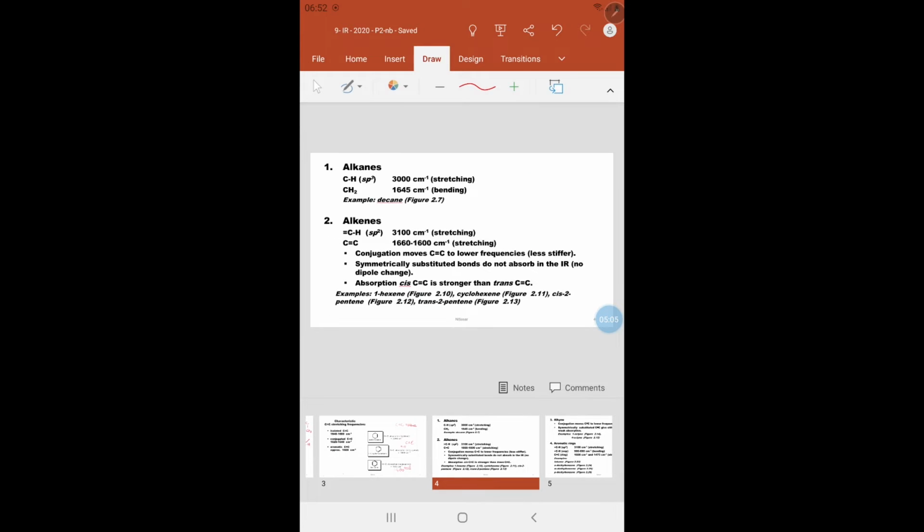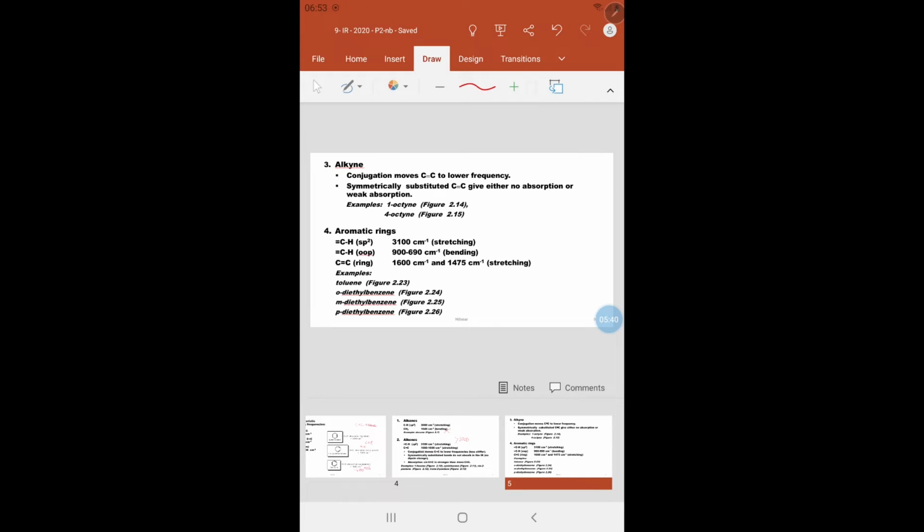Okay, so this is the list. When you have alkane, you must see CH sp3. Again, just omit the bending vibration. And for alkene, you must see CH sp2, which is above 3000. Just check and think about 3000. And when you have CH sp2, you must see C double bond C around this region. So that is the two things that you need to look at when you have an alkene.